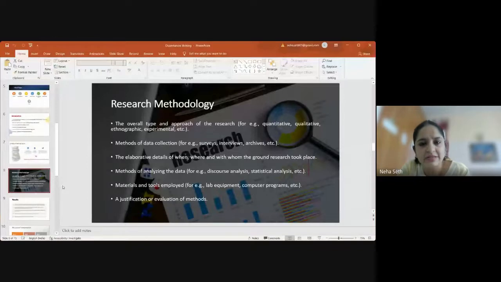And the objectives are also extracted from the literature review. So are the requirements of our data and the requirements of our tools that we need to use for the purpose of analysis. All these things need to be mentioned in the research methodology chapter. Once you are through with your research methodology chapter, the next thing that we need to cover is the results.